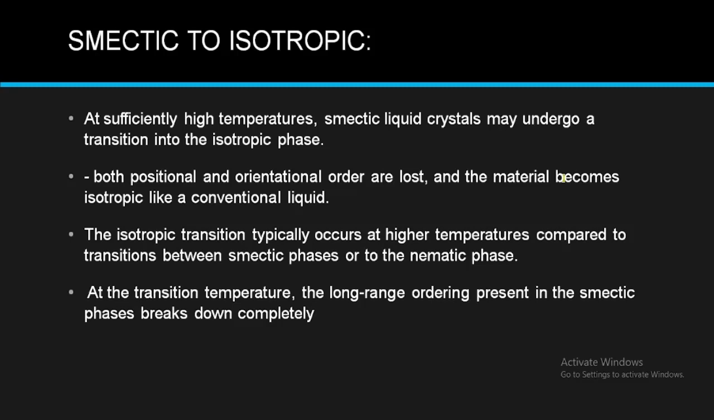Even for smectic A to smectic C phases, there is not much temperature reduction. But here we have to supply higher energy or temperature. At the transition temperature, the long range ordering present in the smectic phases breaks down completely. There is a particular temperature called the transition temperature where this transition completely occurs. Therefore, the long range order will not be followed further; it will be destroyed as a whole.